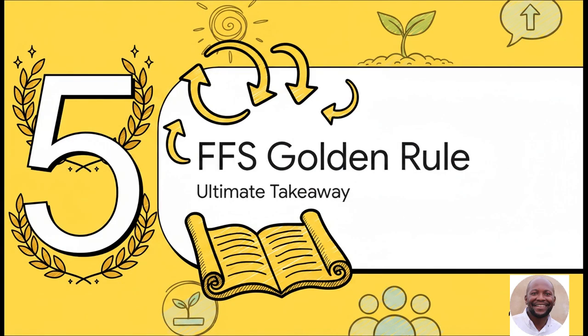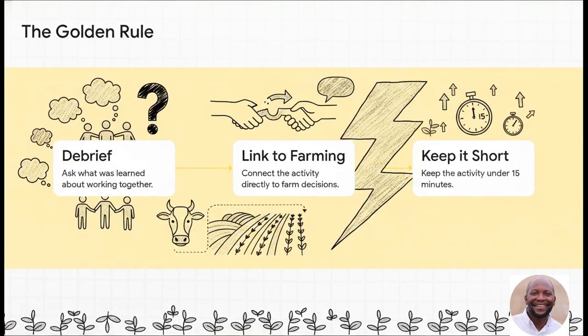Finally, Section 5, the FFS Golden Rule. This is it, your ultimate takeaway. So the crucial point is this formula right here. If you remember literally only one thing before running an activity, let it be this 3-step golden rule. Step 1, debrief every single activity. The fun is fantastic, but it's not the point. The learning is the point. Ask the group, what did we just learn about working together?